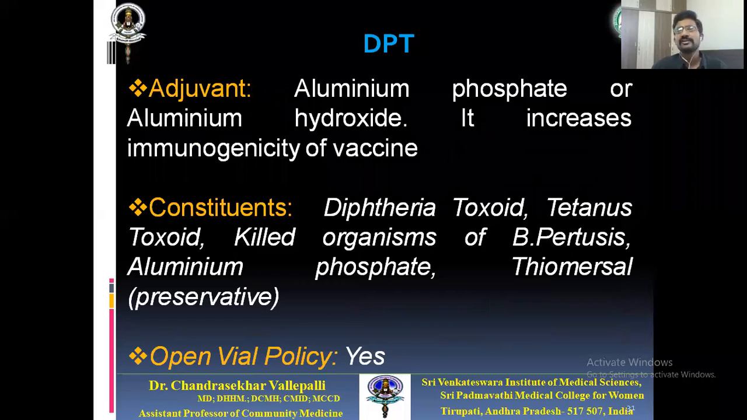Are any adjuvants added to this vaccine? Yes, that is aluminum. Aluminum phosphate or aluminum hydroxide is an adjuvant to the DPT vaccine. What will it do? It will increase the immunogenicity of the vaccine, right? So what are the different constituents of this vaccine, as with OPV? Again, it has diphtheria toxoid, tetanus toxoid, and killed organisms of Bacillus pertussis. And again, the adjuvant aluminum phosphate will be there. And the last one is thiomersal, which is used as a preservative for this vaccine.